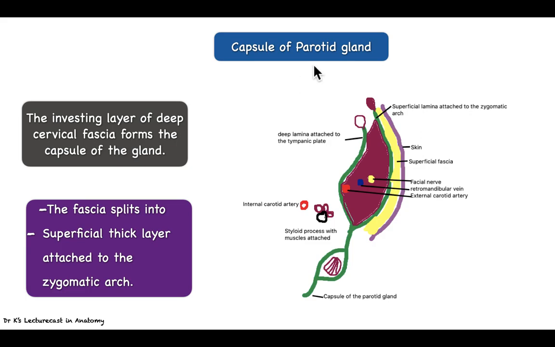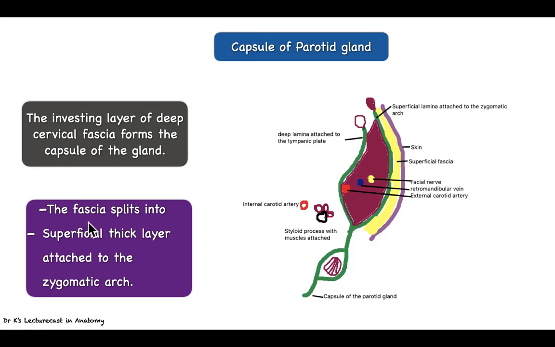Coming to the capsule of the parotid gland, whenever we discuss any gland in the body, they are covered by a capsule. So the capsule for the parotid gland is derived from the investing layer of the deep cervical fascia. So this is the investing layer of the deep cervical fascia. Wherever it goes and gets attached to any muscle, it splits and encloses the muscle. So this should be the sternocleidomastoid. And can you see here, this is the superficial lamina of the investing layer of deep cervical fascia, and this is the deep lamina. So this forms the capsule of the parotid gland.